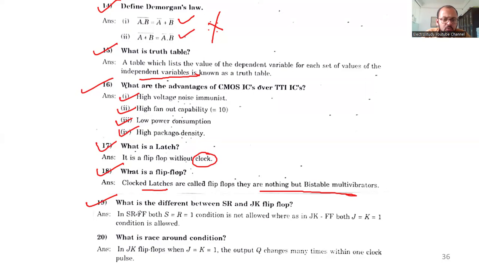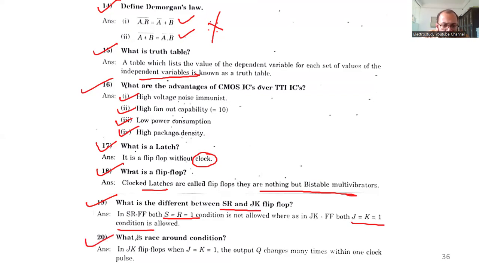There is one question related to SR and JK flip-flop. What is the difference between SR and JK flip-flop? In an SR flip-flop, S and R both equal to 1 is a condition that is not allowed. In a JK flip-flop, J equal to K equal to 1 is allowed. If you work out the truth table, you will understand very clearly. In an SR flip-flop, if S and R are both 1, it is an invalid condition. But in a JK flip-flop, J and K can both be at the high level. So that is permitted. Fine.